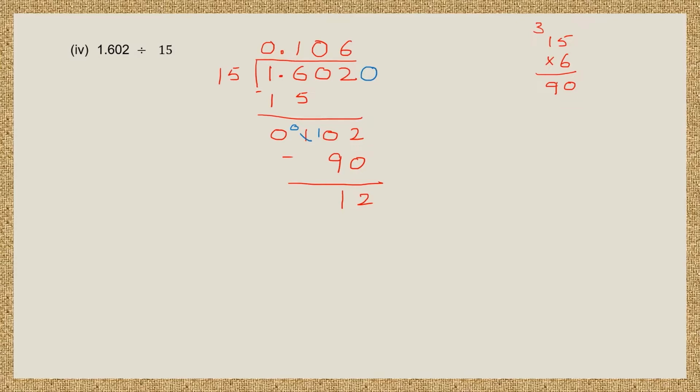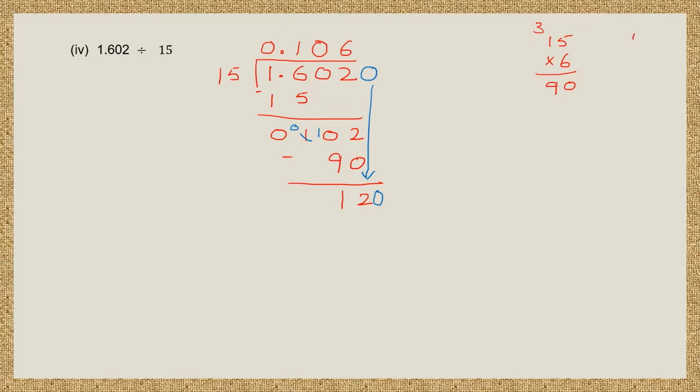It's the same as not putting a 0 there. So I'm going to continue with that. I can put as many zeros as I want, and I'm going to bring down that number here. So it becomes 120. Now I have 120. I can continue my division.